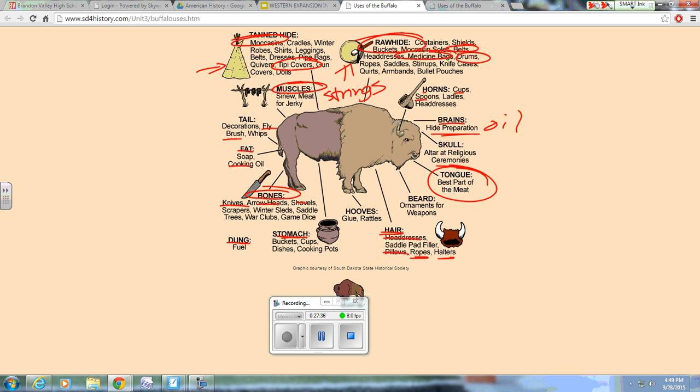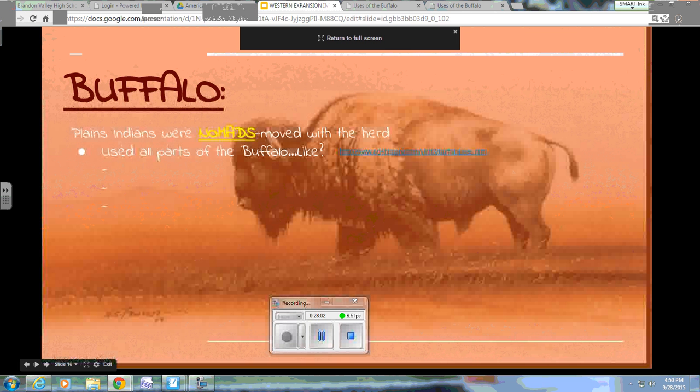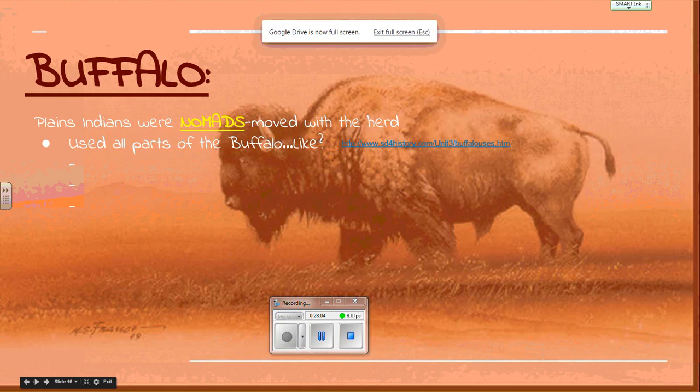And one of my favorites that I never forgot was they actually used the privates of the buffalo for baby rattles, because when they would dry it, it would have these little stone-like things inside, and when they would shake it, it would go. So they would use it as a baby rattle, believe it or not. Now that's totally grossing you guys out right now. Yeah, there you go. So they used every part that they could, for sure.